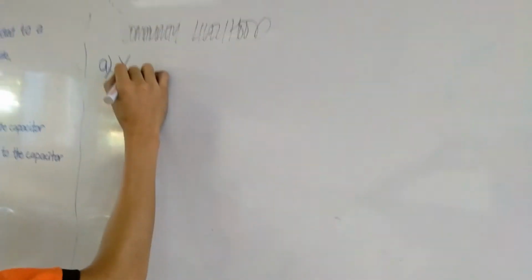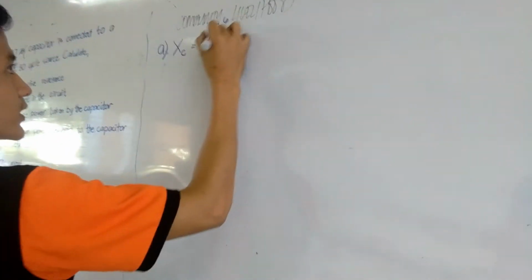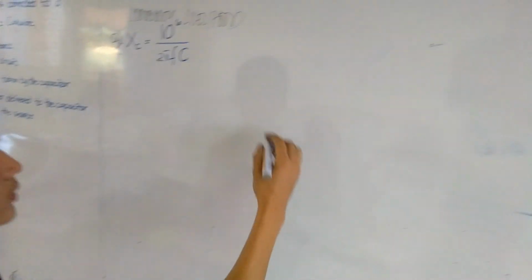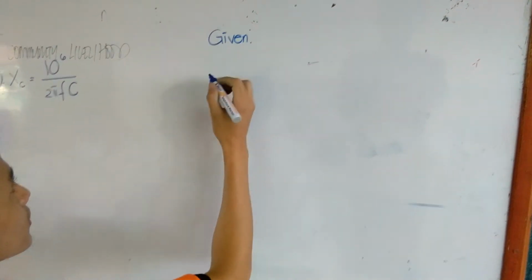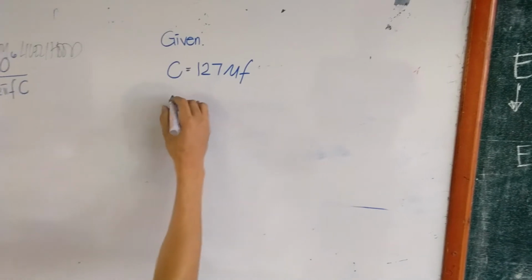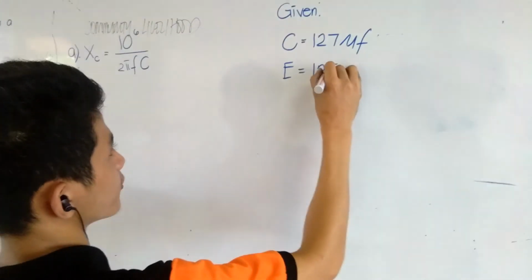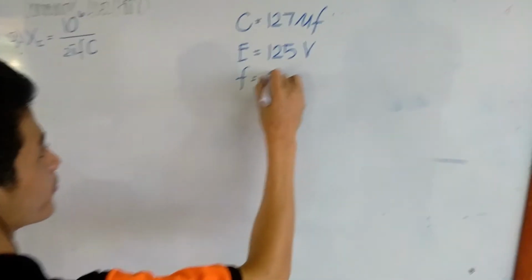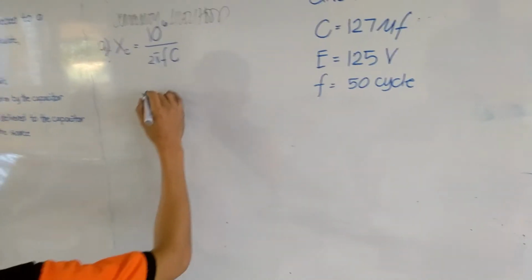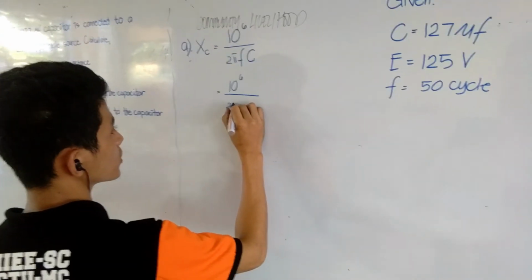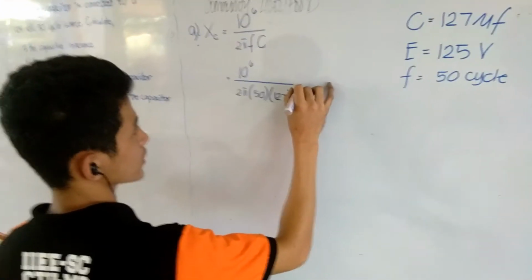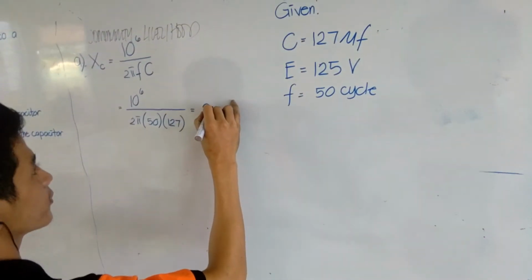Since the capacitive reactance is equal to 10 to the 6 all over 2 pi f c, which has the given values of C equal to 127 microfarad, E equal to 125 volts, and a frequency of 50 cycle. So, plug in the given data. We have 10 to the 6th all over 2 pi times 50 times 127, which is equal to 25 ohm.